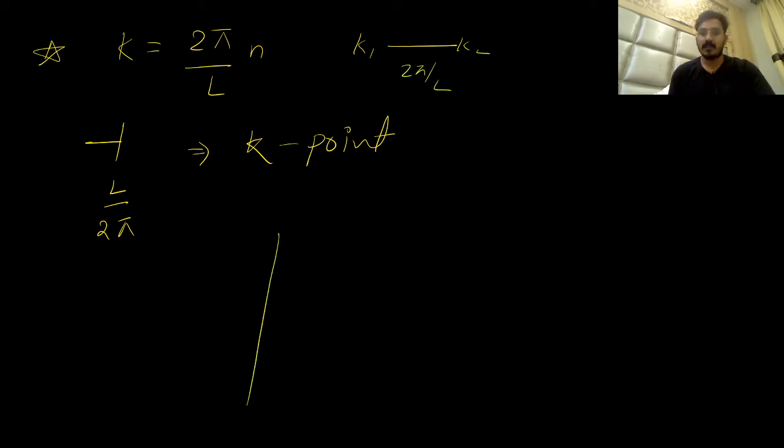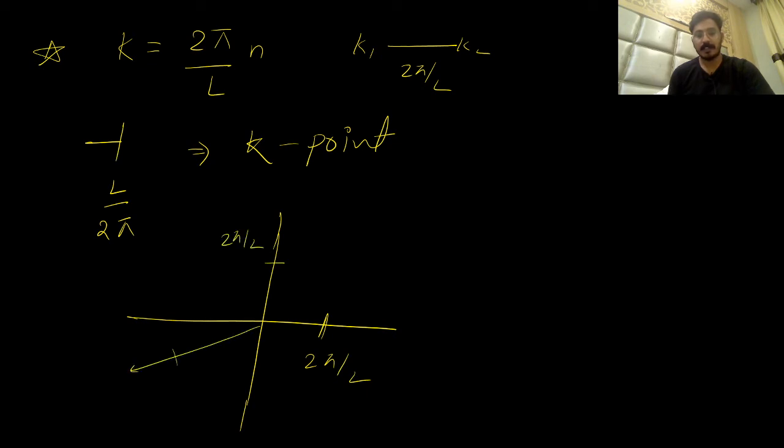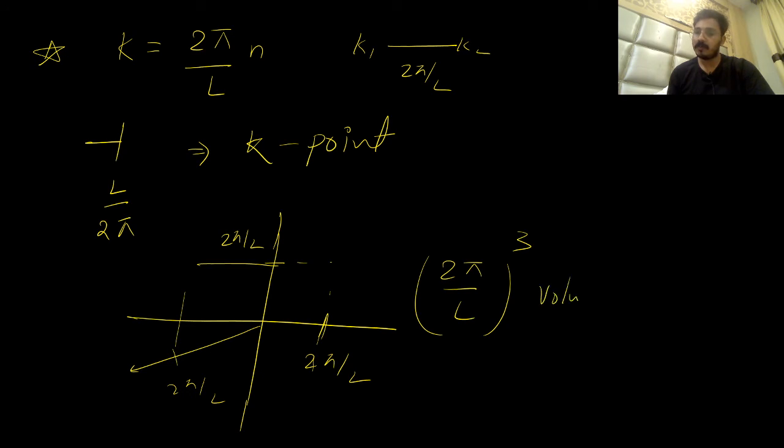So let's assume this is 2 pi by L in the x direction, this is 2 pi by L in the y direction, and this is 2 pi by L in the z direction. If we form a cube joining these points, we can take this point in a cube. So in this volume of 2 pi by L, 2 pi by L, 2 pi by L, the volume is (2 pi by L) whole cube. This volume contains 1 k point.